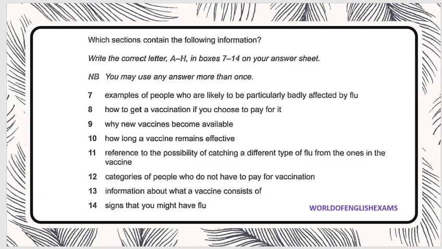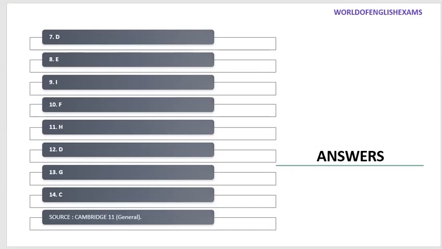And let's look out for the answers. And this is the answer key. As you can see, the first answer is D, second is E, third one is I, fourth is F, fifth one is H, sixth is D, seventh is G, and last answer is C. So once you get the strategy right, we can see that all the answers are correct. And this paragraph is an extract of Cambridge 11, the general series.